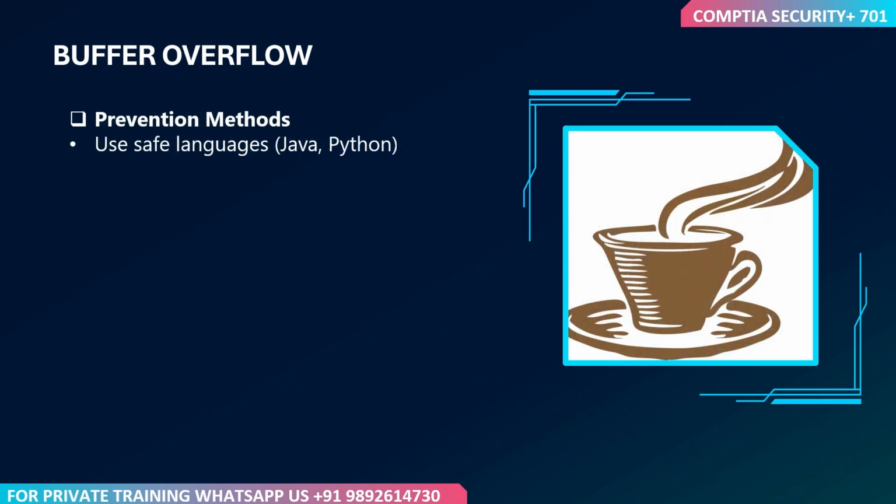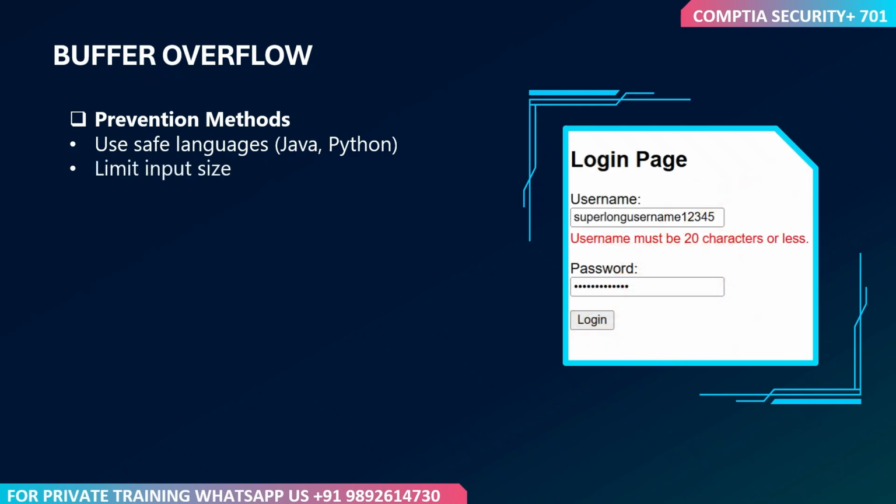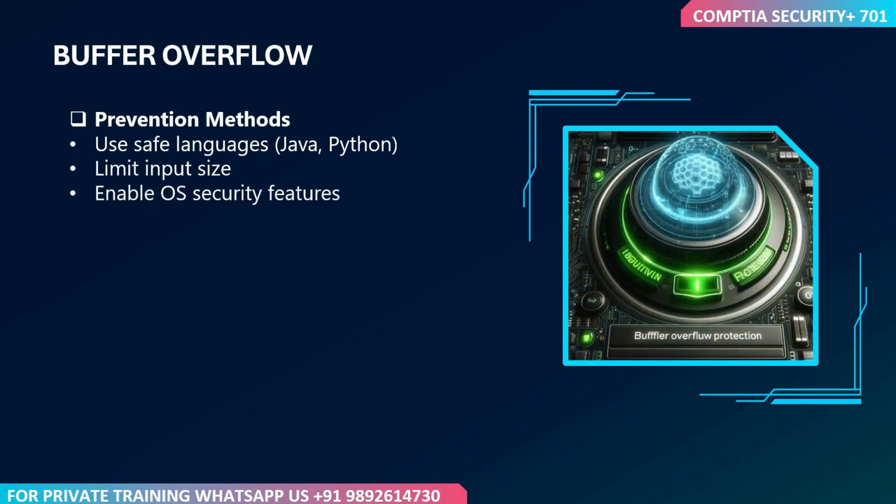So how can we prevent buffer overflow? Here are some key steps. First, use safe programming languages. Languages like Java and Python automatically handle memory management, making buffer overflow much less likely. Second, always limit input size. Developers should set strict limits on how much data a user can enter to prevent buffer overflow issues. Third, enable security features. Modern operating systems come with built-in protections against buffer overflow attacks. Make sure they are turned on.